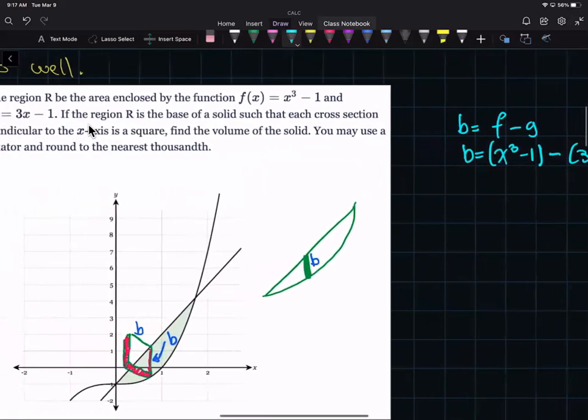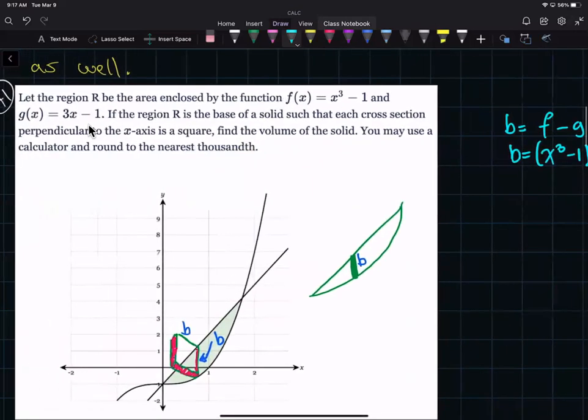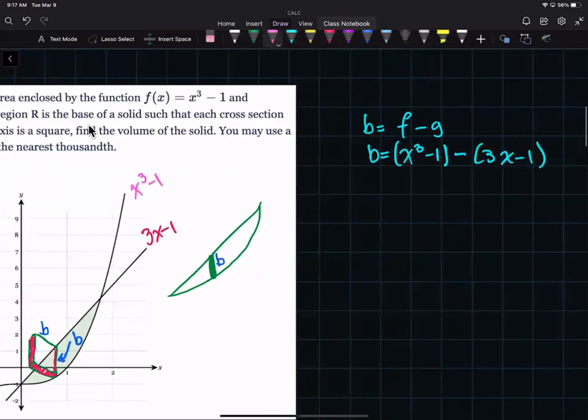And actually, it's the other way around, right? Because my 3x minus 1 is the top function. So this one's 3x minus 1, and this one's my x cubed minus 1. So I put them in the wrong order. And thank you for those of you who also pointed out. I really like the fact that you guys are following along.